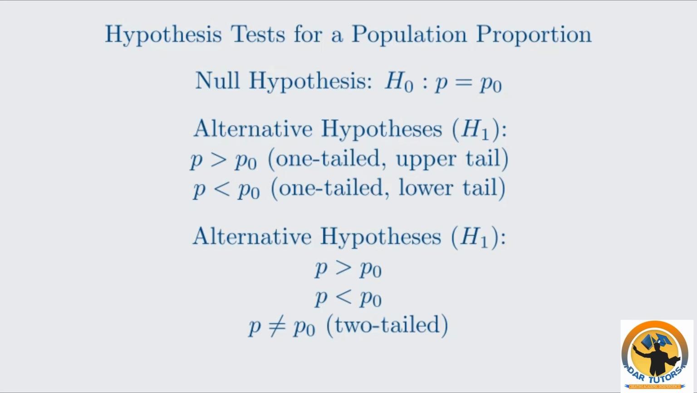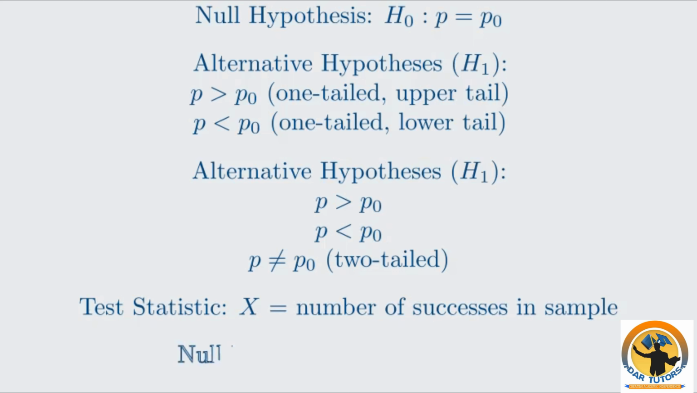To test these hypotheses, we take a random sample of size n from the population. We then count the number of members in the sample that possess the property of interest. Let's call this number x. This x is our test statistic. The number of successes in n trials is exactly what the binomial distribution describes. So, under the null hypothesis, our test statistic follows a binomial distribution with parameters n and p0. We write this as X is distributed as B(n, p0). This is known as the null distribution.